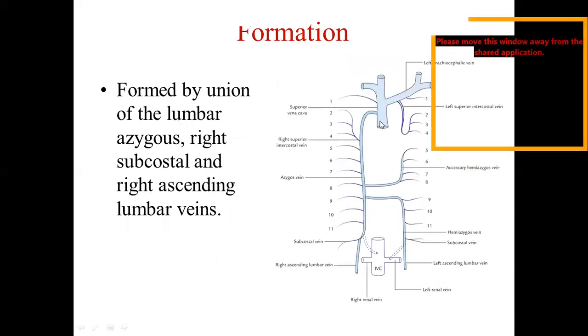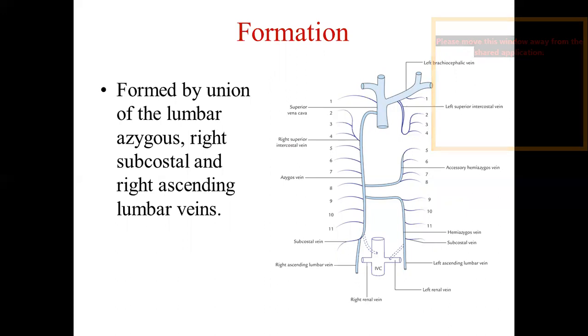How is this vein formed? If you see in this diagram, this is a superior vena cava. And this side, this is the azygous vein, which is draining here into the superior vena cava. Now this vein, azygous vein, is formed unpaired. So it is a single on one side. It is formed by the lumbar azygous, right subcostal and right ascending lumbar vein.